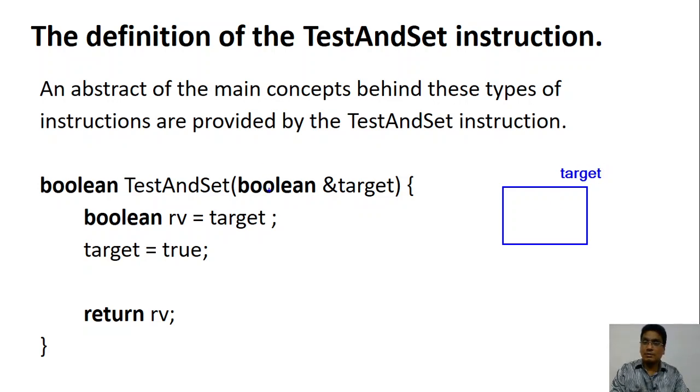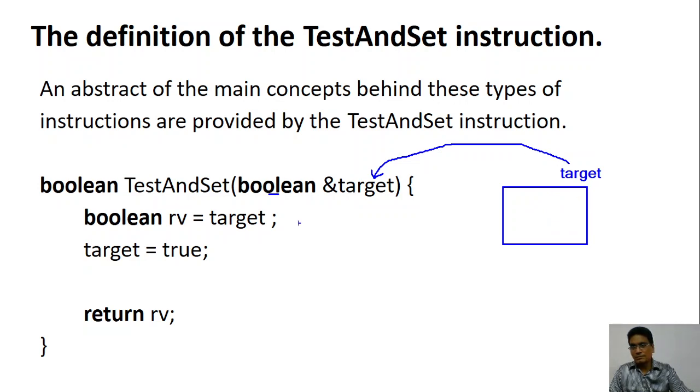Remember, this is a Boolean value, so it can take either true or false. It cannot take values like 10, 15, 90, or ABCD, because target is a Boolean value, so it can only take either true or false. Suppose you say I want to test this target. I want to know what is the value inside this target, whether it is true or false.